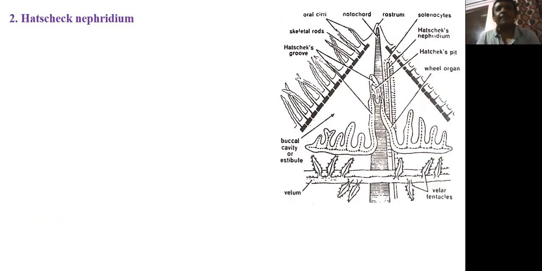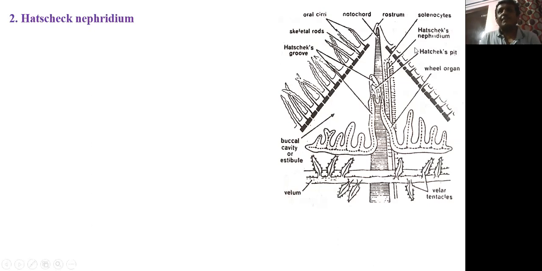Then the second part of the excretory system. As we have already said, the initial excretory organ is the protonephridia, but along with protonephridia, there are some other parts present in Amphioxus which may be regarded as excretory in function. So out of that, the next part is Hatschek's nephridium.